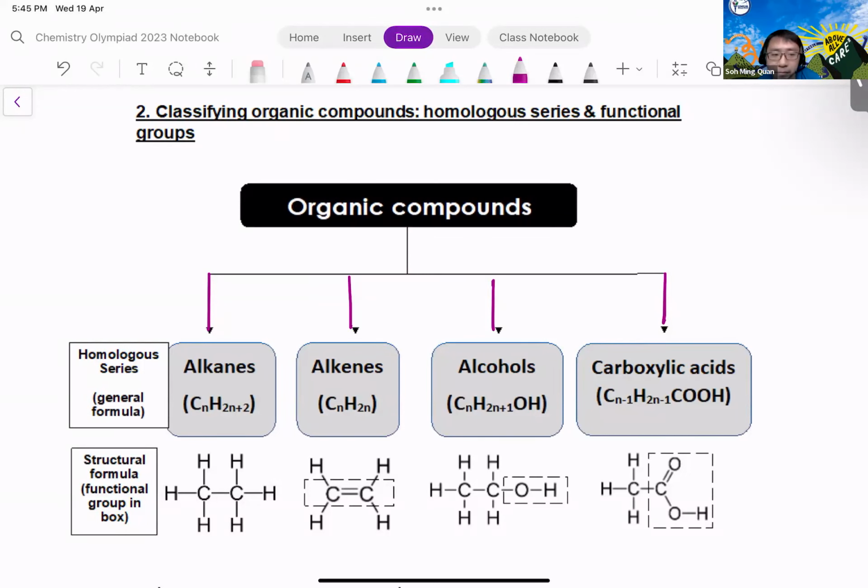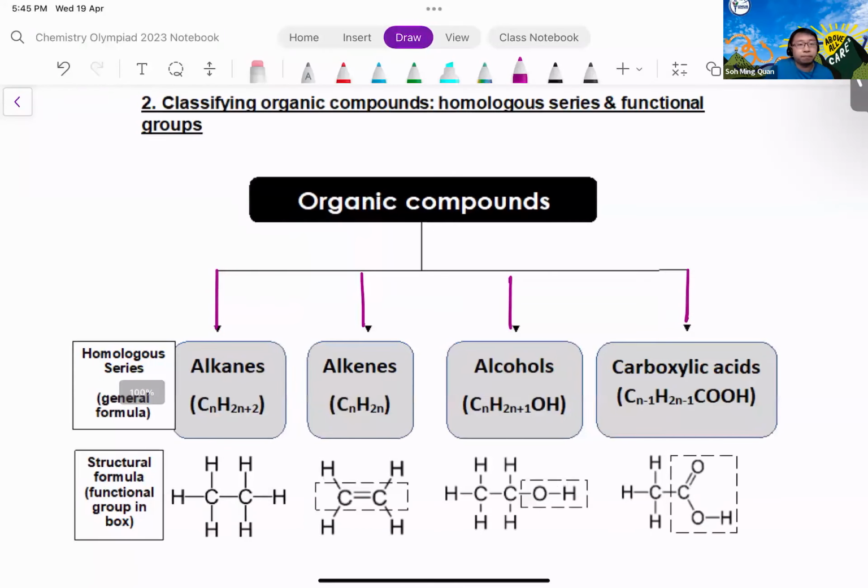Now, but are all these the homologous series present? Do we really only have 4 families of organic compounds? The answer is, of course, no. There are many, many, many homologous series, but these 4 are the ones in the O-level syllabus. But later on, you will see more. I've included more in this set of notes. Now, let's go through each homologous series in turn.